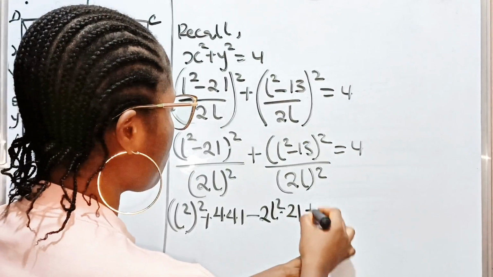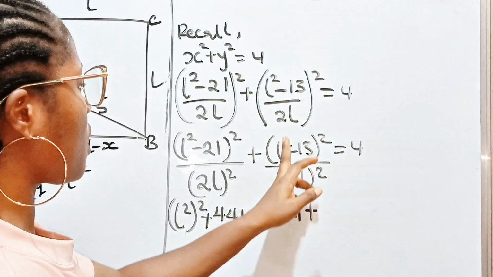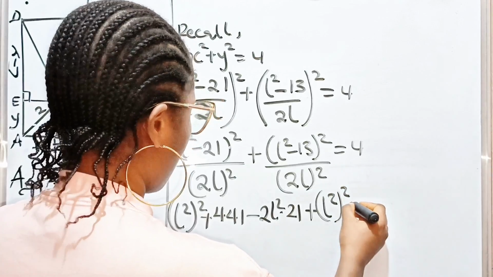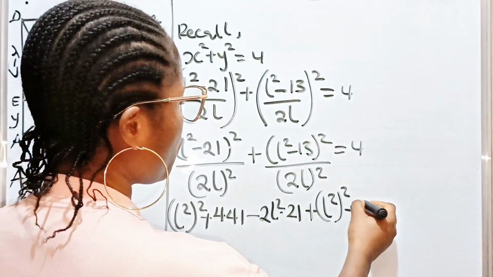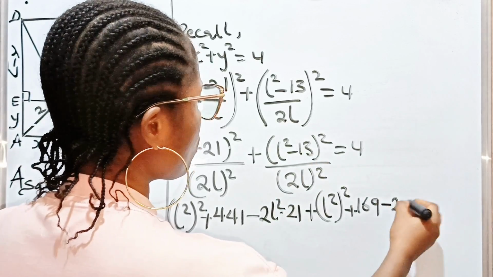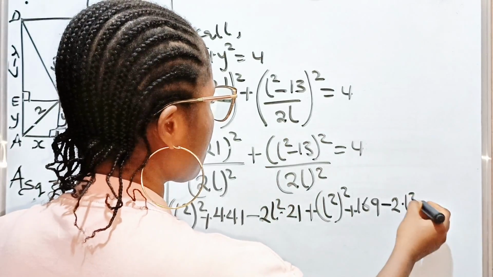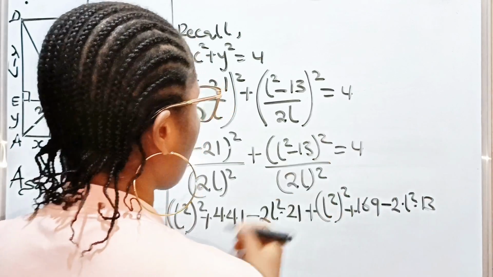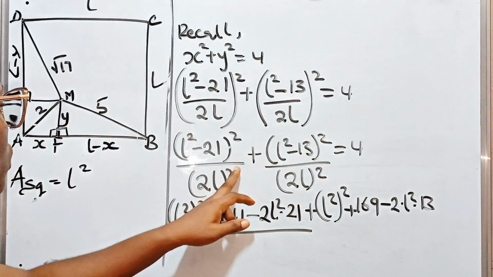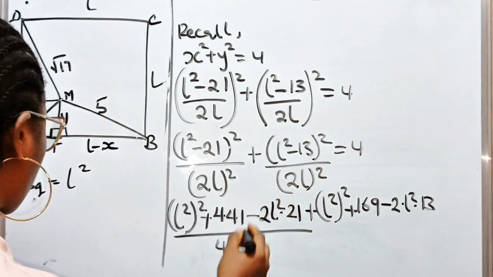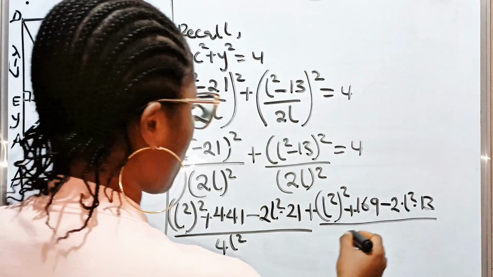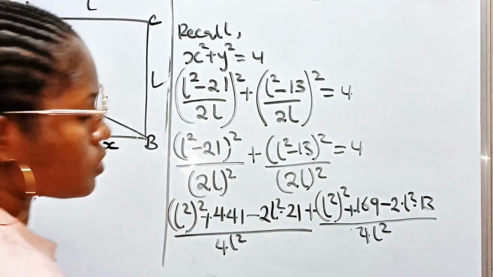Okay, then plus, so this will give us (L squared) squared as well, plus 13 squared, which is 169, right? Then minus 2 multiplied by L squared multiplied by 13. Okay, now this is divided by 2 squared, which is 4, and L squared is L squared. And this is also divided by 2 squared, which is 4, and L squared is L squared.